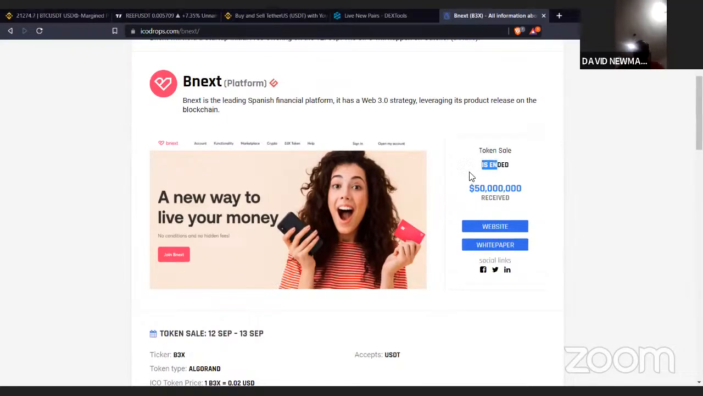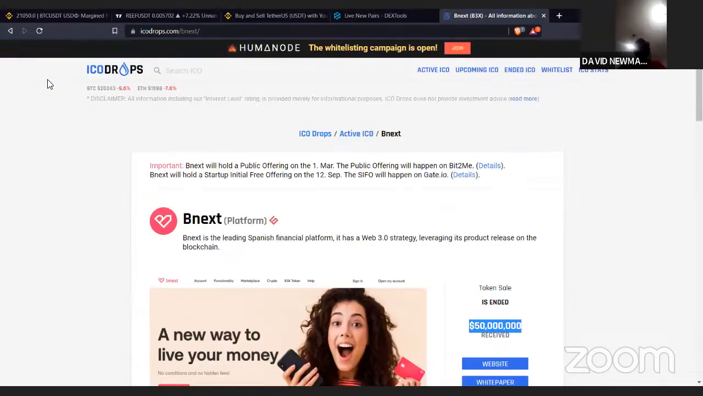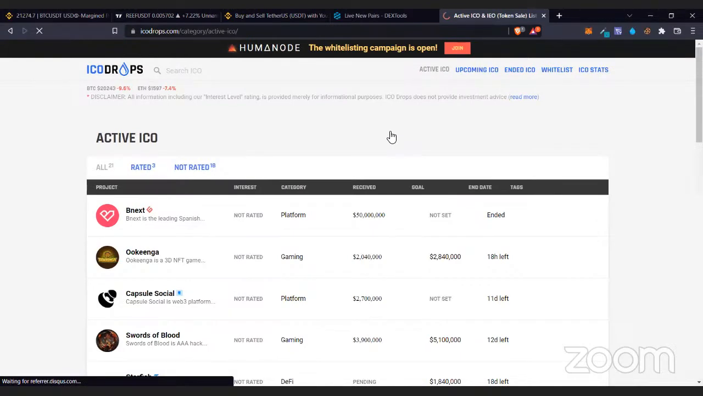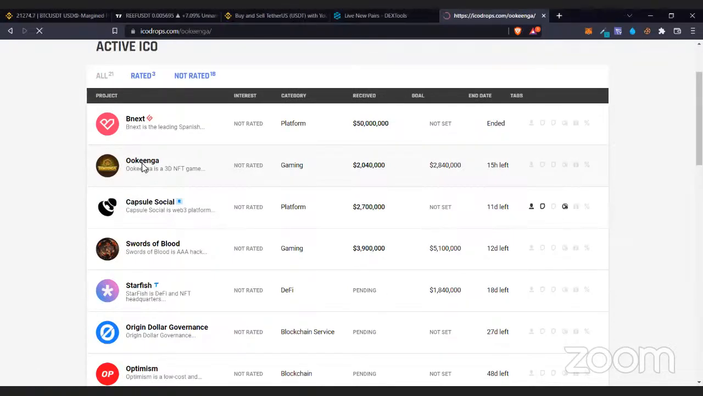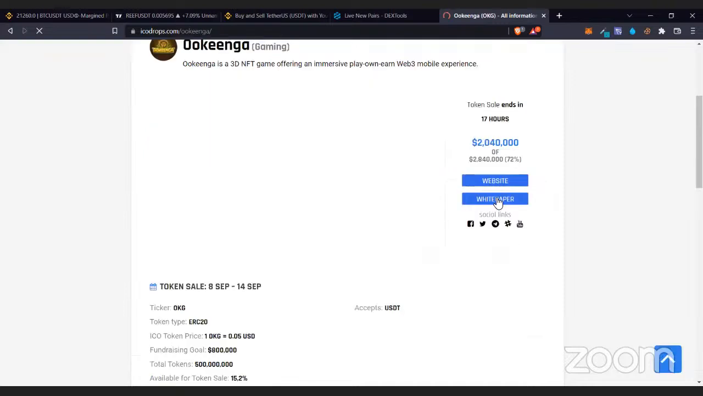Okay, this has actually ended already. I think they have raised the money they required. It's ended. Let me go back to active. Let me check the one that is ongoing. This one is 15 hours left, meaning that it's going to end anytime soon. If you check this, you can go read out the white paper.